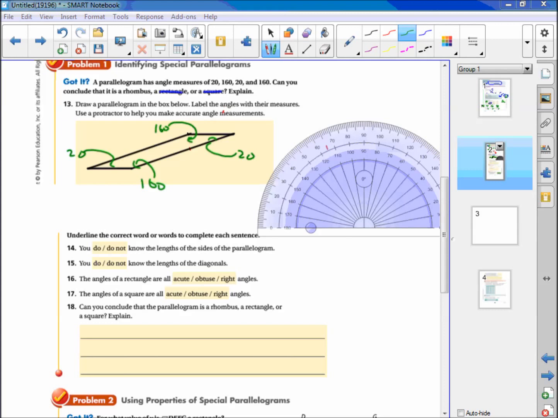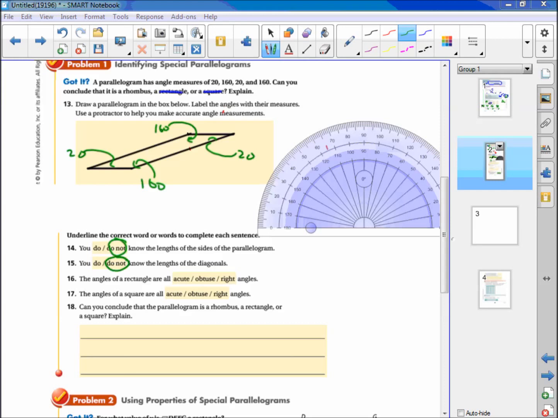Underline the correct word or words to complete each sentence. You do or do not know the lengths of the sides of the parallelogram. We don't really know. We've got to make them ourselves. Okay, so we certainly can't conclude just by drawing the angles what the lengths of the sides would be. Okay, do you or do you not know the lengths of the diagonals? Well, I don't know what the lengths of the diagonals are.